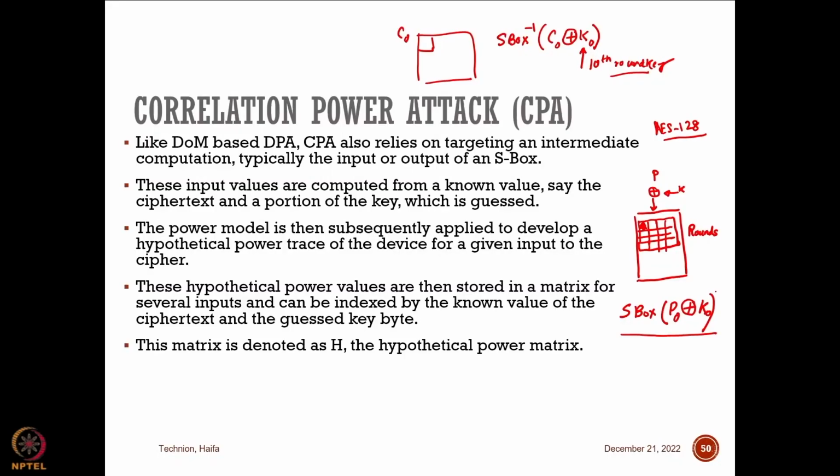So now we are focusing on this step, S-box of P0 XORed with K0. In the difference of means attack, if you remember, we were focusing on one of the bits of this step, like I was explaining with respect to the LSB of this evaluation. But now we will be operating on the entire byte. The idea is that on this evaluation, we will apply a power model.